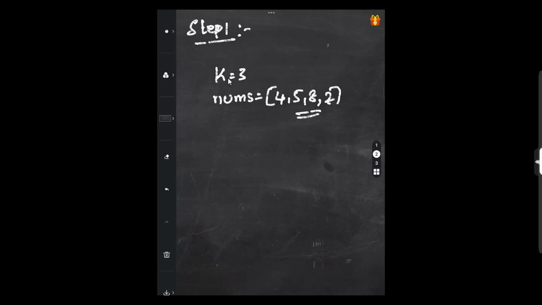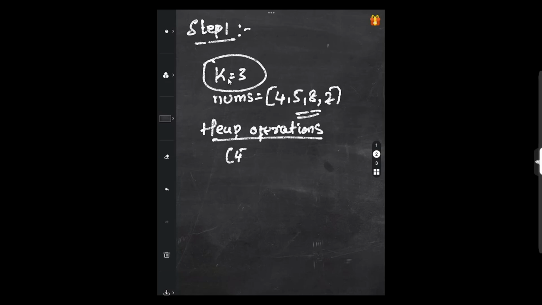First, we create a min heap with a size of k equals 3, because they have given k equals 3. So let's start the heap operations. We are going with the heap operations now. Initially we will insert 4. Next step, we will insert 5. This will be now 4 comma 5.